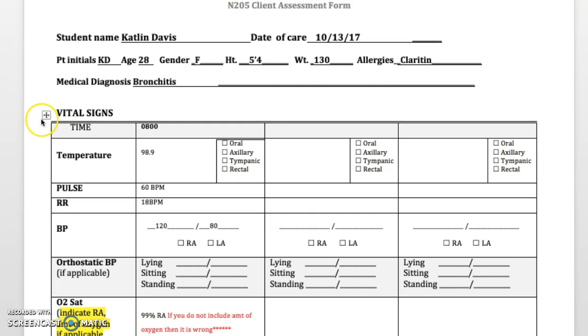The one thing I want to spend a little more time on is the client assessment form. So you're going to write your name, the date of care, the patient's initials, their age, their gender, their height, their weight, their allergies, their medical diagnosis. The most important thing to make sure you don't do, which is a HIPAA violation, is write the full room number. Now this doesn't require a room number, but sometimes it helps you keep up with what patient you have. But if you write 441, that's going to be a HIPAA violation. All you need to write are the last 2 digits of the room number, so just 41. Just make sure you don't do that.